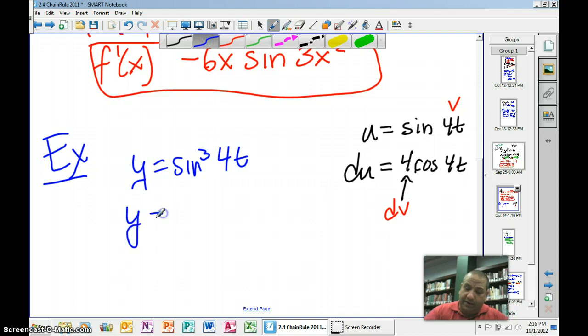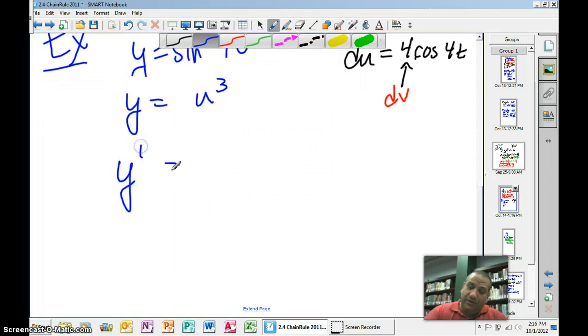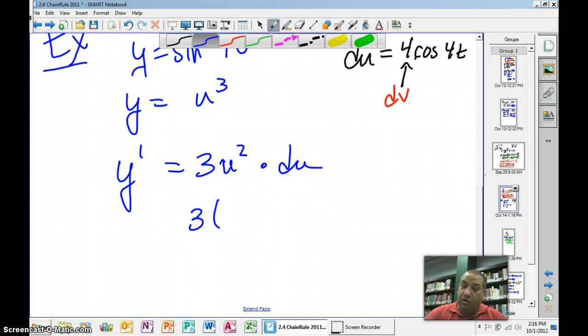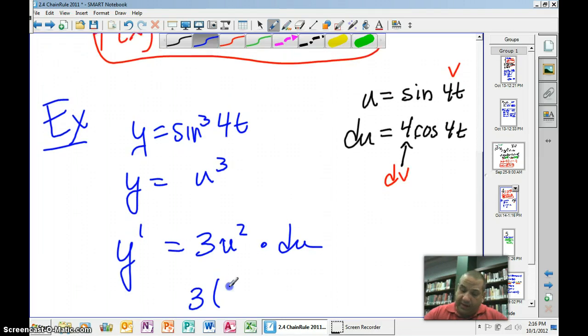All right? So now we can do this problem nicely. And it becomes y equals u cubed. Oh, we got that. Come on, folks. But don't forget to multiply by du. So now it's 3 times u, which is sine of 4t, squared, times du, 4 cosine 4t.